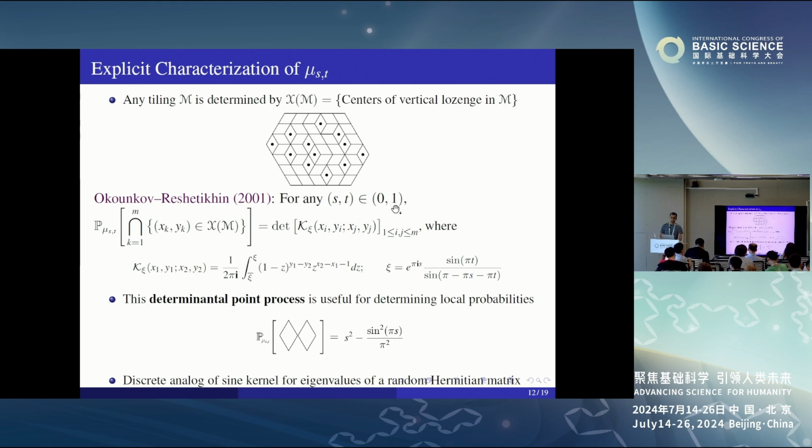So this kind of structure, whenever you have something like this, is often called a determinantal point process, when these correlation functions can be expressed as a determinant of some big matrix, as a determinant of actually a minor of some big matrix. And this is very useful for determining local probabilities.